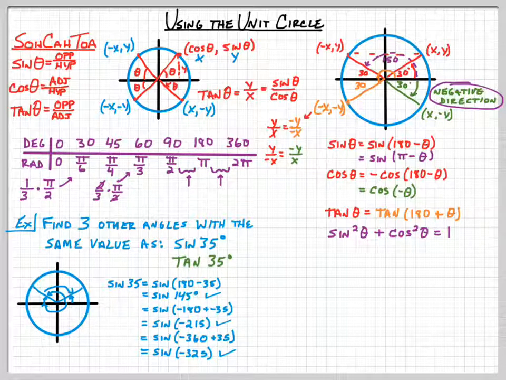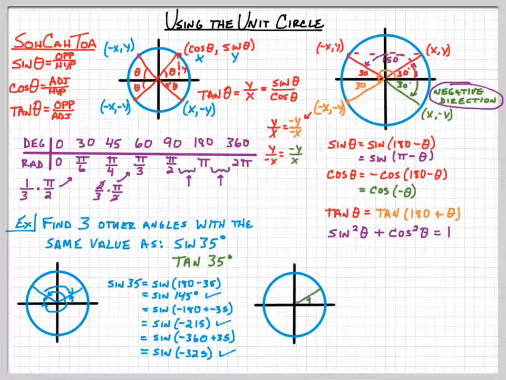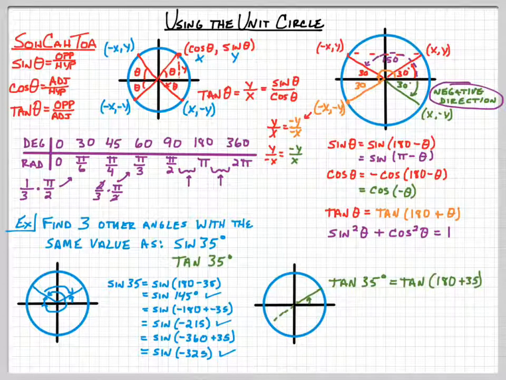All right, what about tangent then? So tangent, we've got our same line here. We know that tangent of 35 degrees, and we have to find the opposite side of this. So we're going to use that 180 idea that we did up above. So tangent of 35 degrees is going to be equal to tangent of 180 plus 35. So that's going to be the same as tangent of 215 degrees, which is the first of our 3.